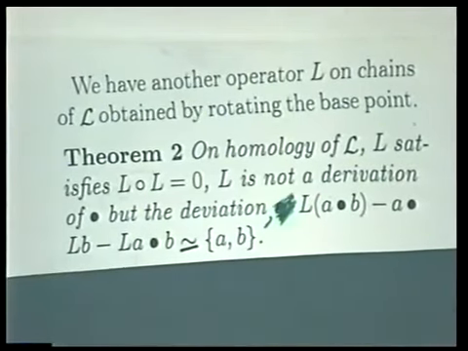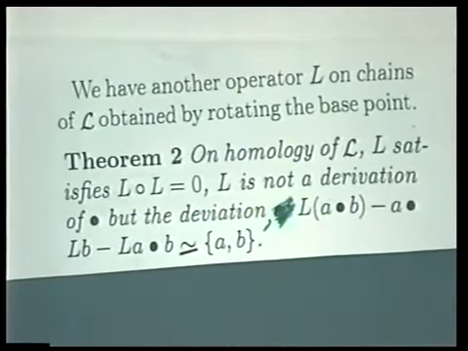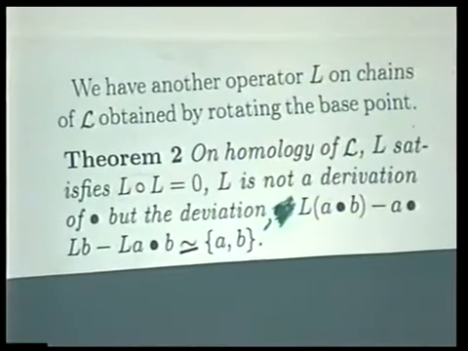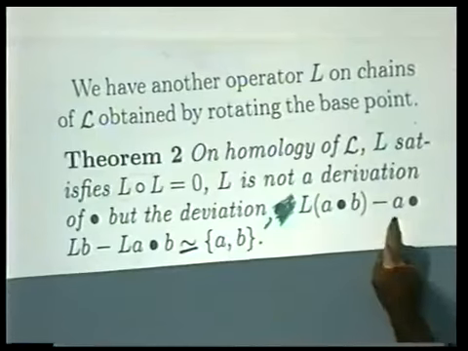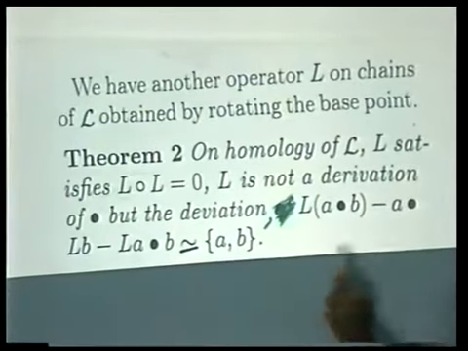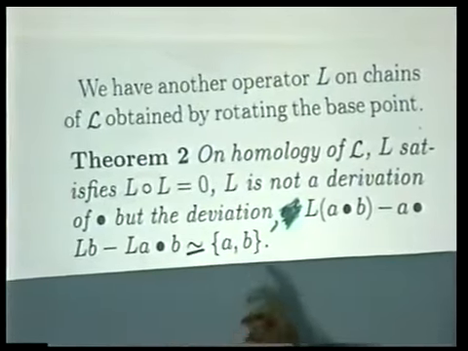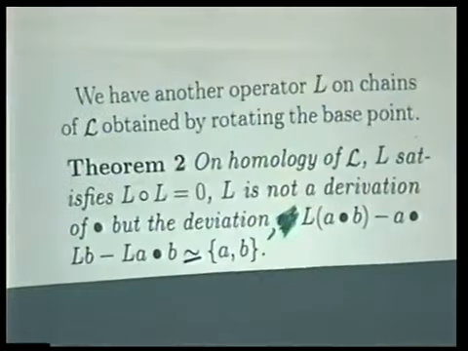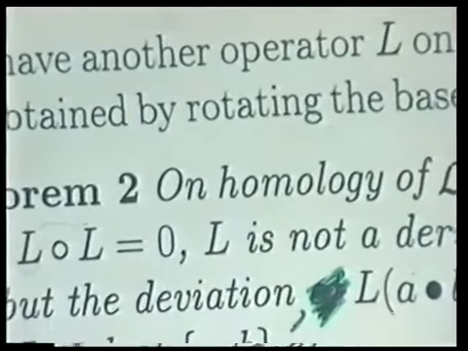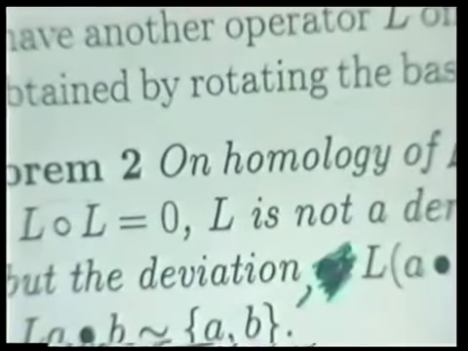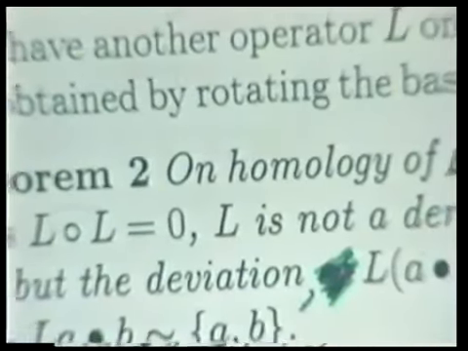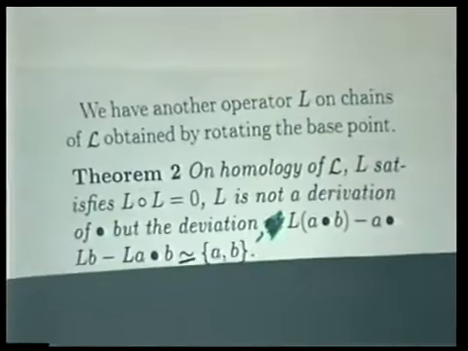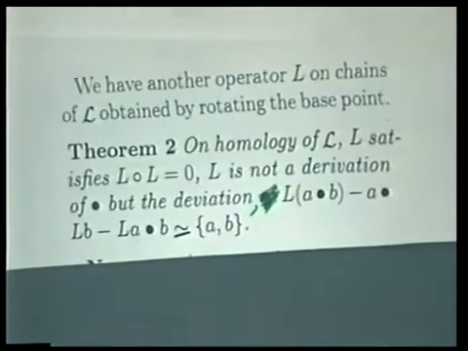L is not a derivation of our product, which is what you would try first. But the deviation from being a derivation, L of AB minus A L of B minus L of A B, is in fact equal to this bracket. So this Gerstenhaber bracket is actually the derived entity from a unary operation, which is not a derivation.